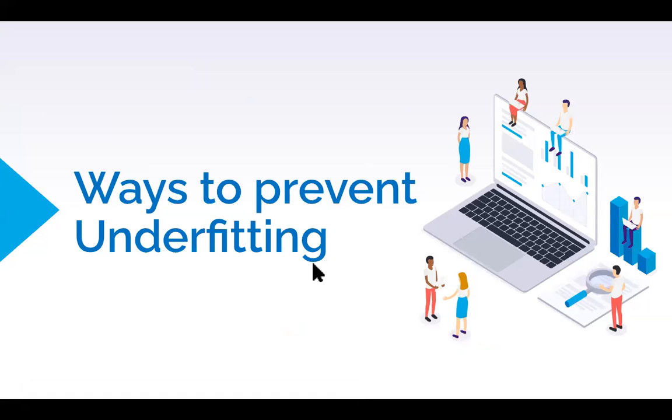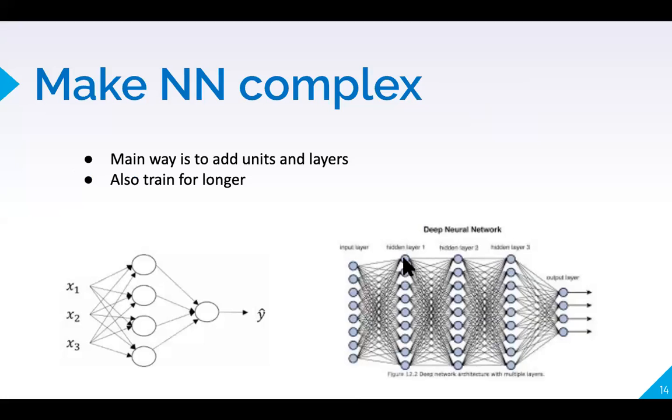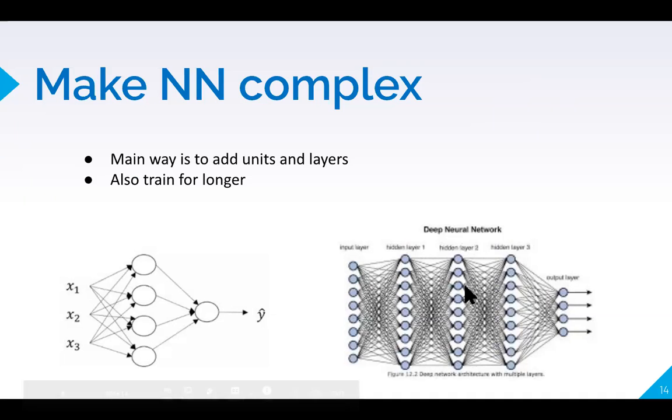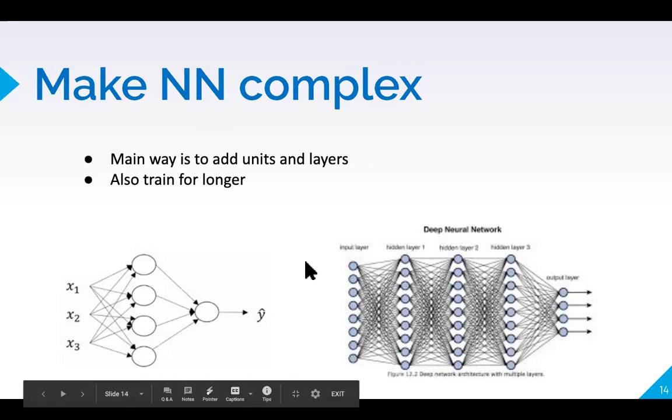So now let's discuss ways to prevent underfitting. The main way is to increase the number of neurons and the number of layers in your network. And this is kind of overkill, so probably not this much, but there's definitely networks with over 100 layers and super advanced, tons of computations used in them. And that's in the more advanced networks. But this is just an example of a more complex network.